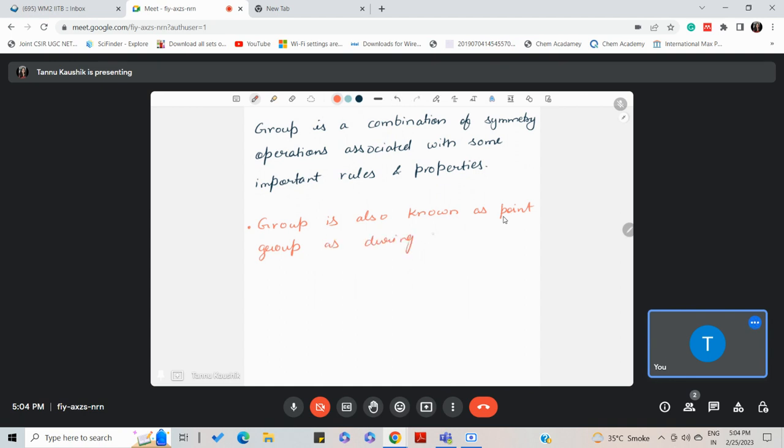As during the application of operation, generally one atom of the molecule will always remain unshifted.